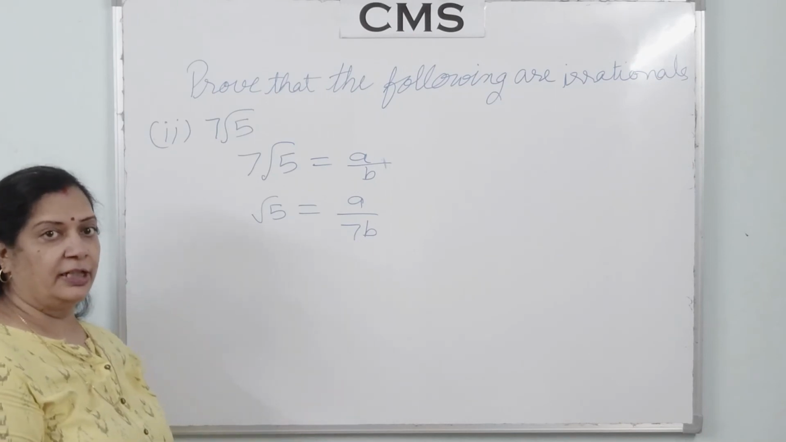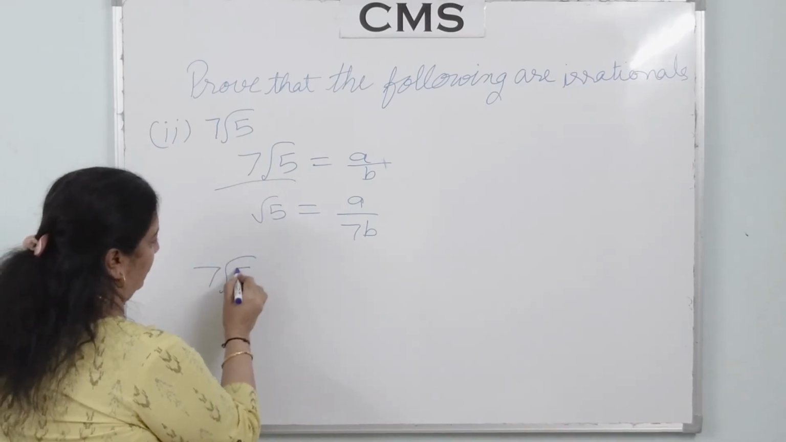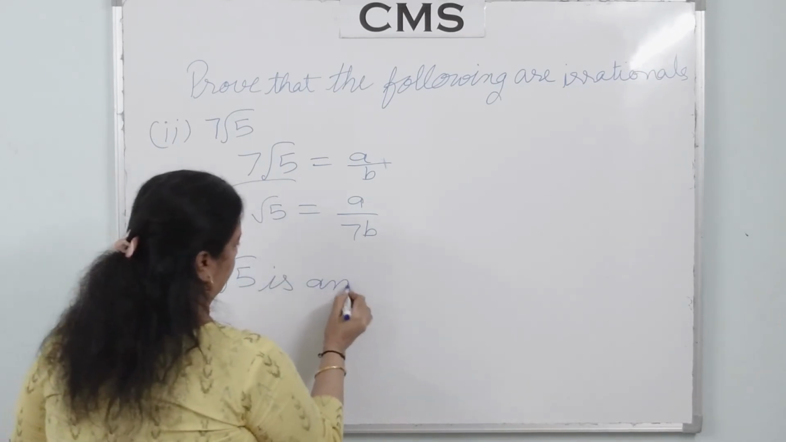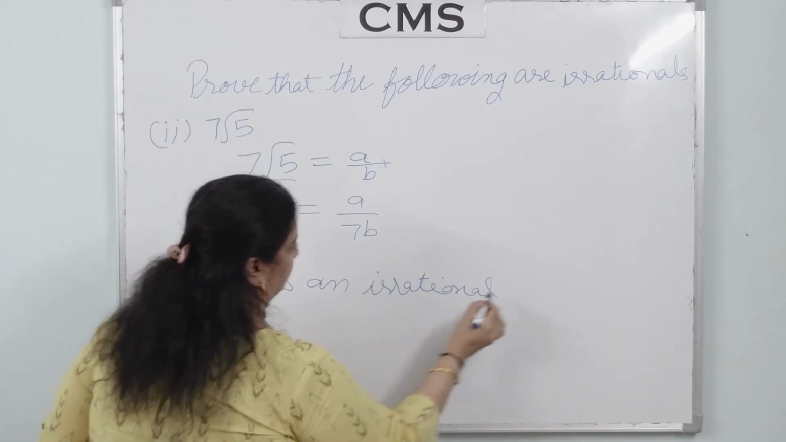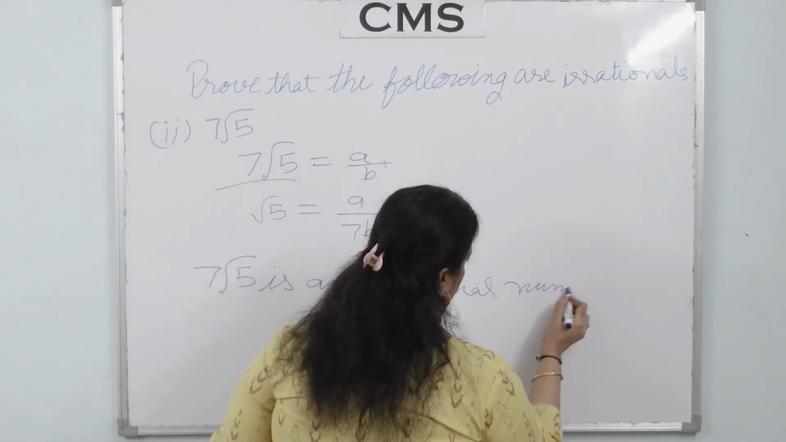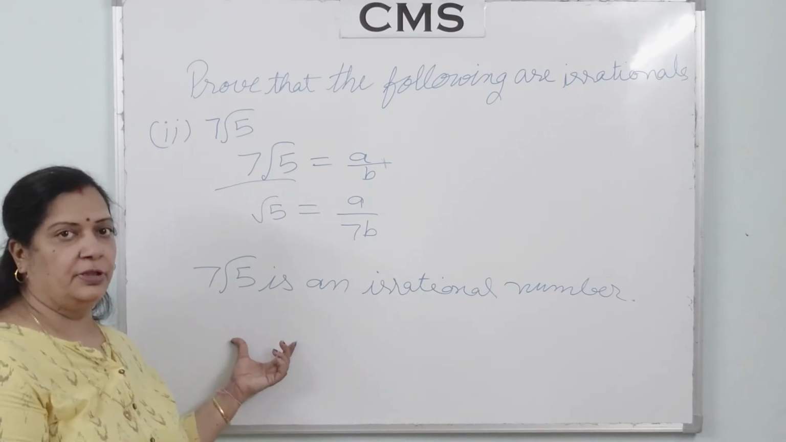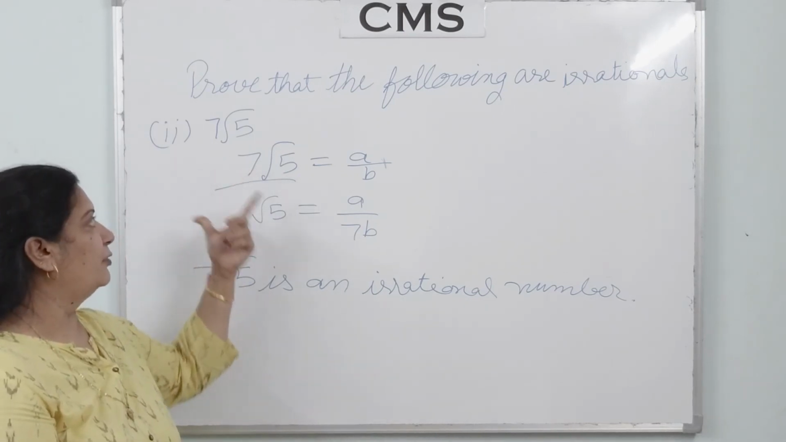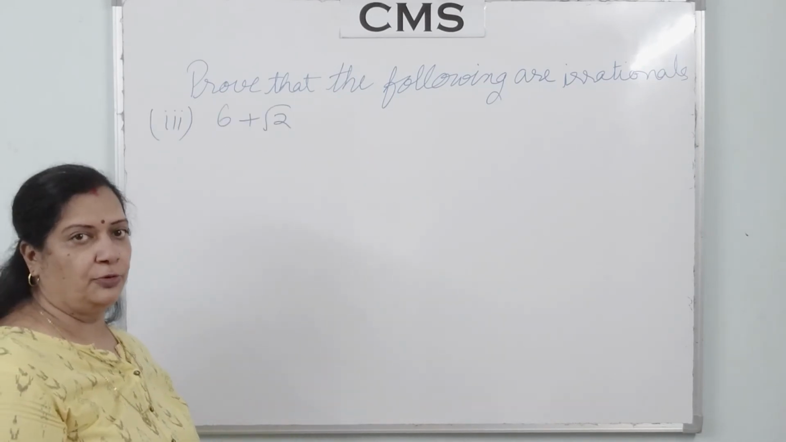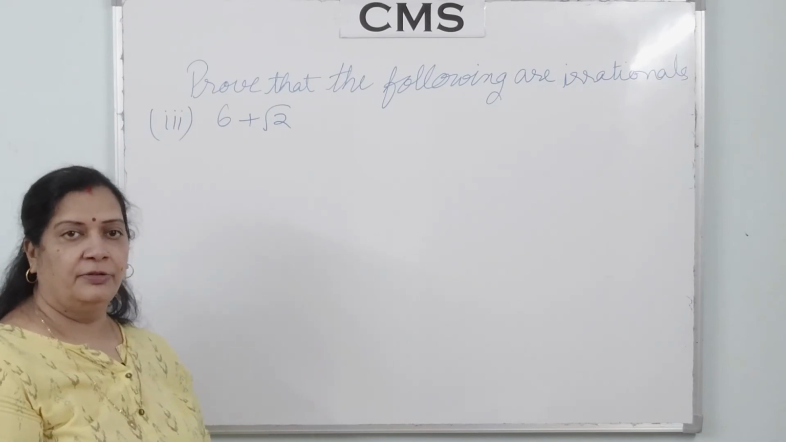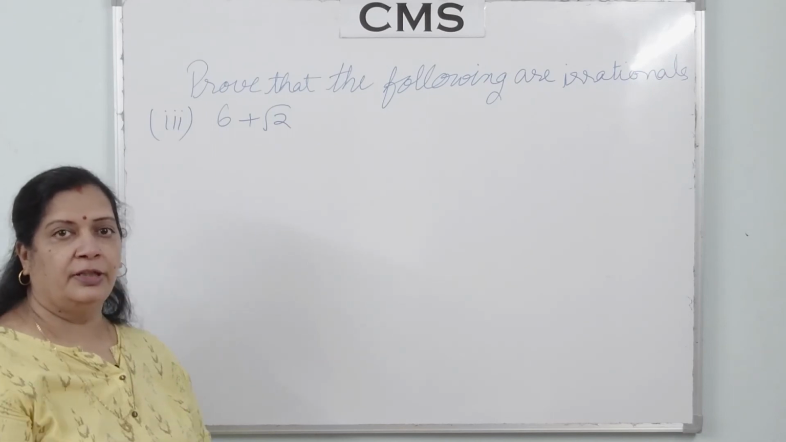But on the contrary, we know that root 5 is not a rational number. So the number 7 root 5 is an irrational number. According to this, our assumption that 7 root 5 is a rational number is wrong. The third part of the question is: prove that 6 plus root 2 is an irrational number. To prove it, on the contrary, we assume that 6 plus root 2 is a rational number.